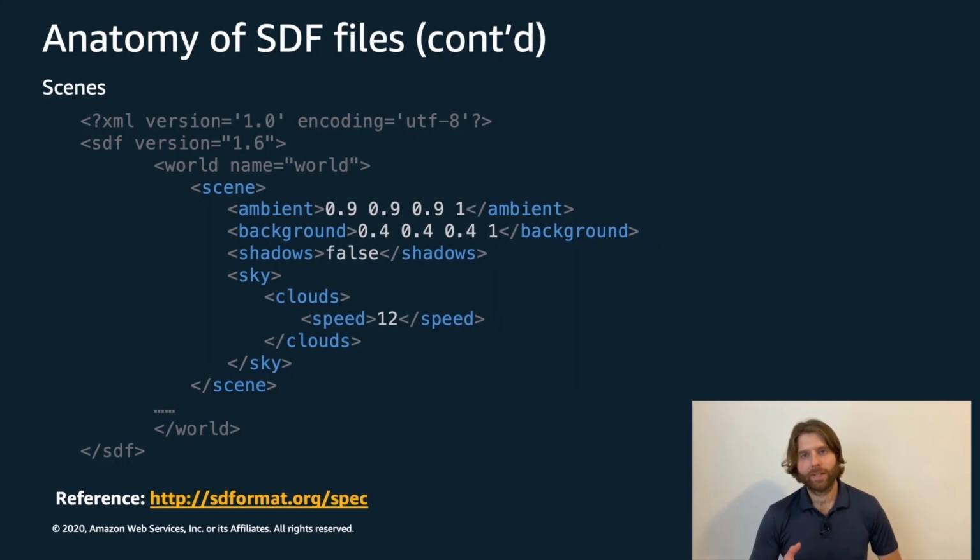So the next thing we can set in our SDF file is the scene. Here's where we can set the color of the ambient light and background. The values that you see here are in red, green, blue, alpha, and the numbers are represented as percentages. The next item there for shadows defines whether or not we're going to compute the shadows within the environment. And then we can add a setting here for clouds to appear in a sky. So this defines that scene that your Gazebo world will use.